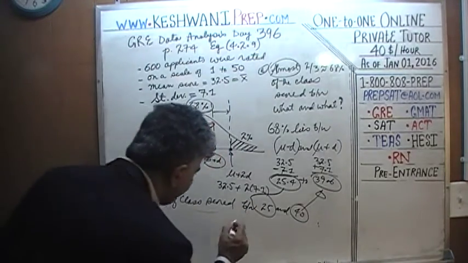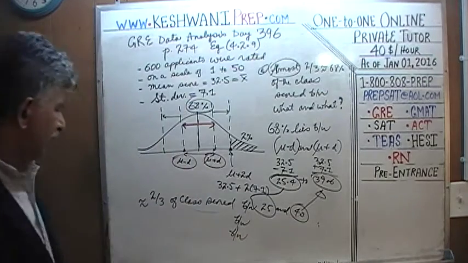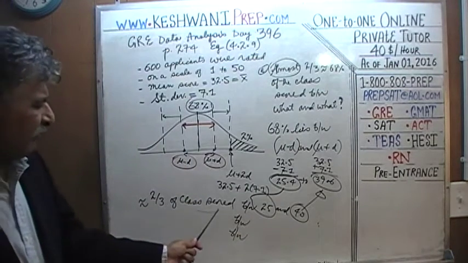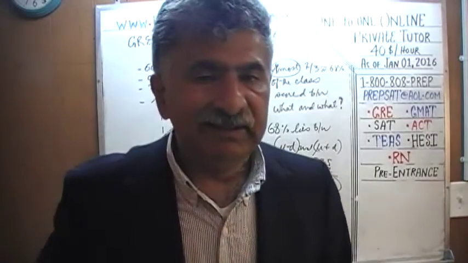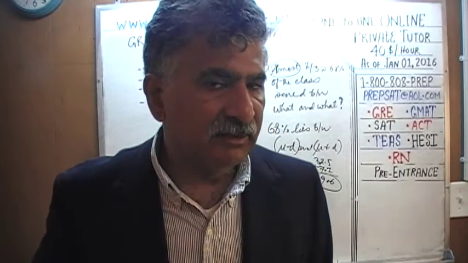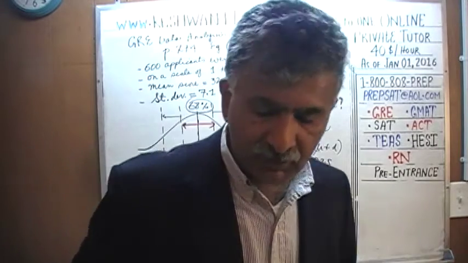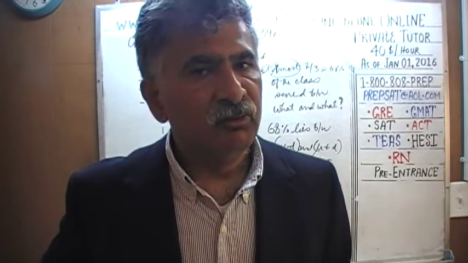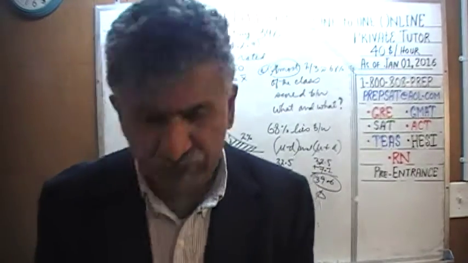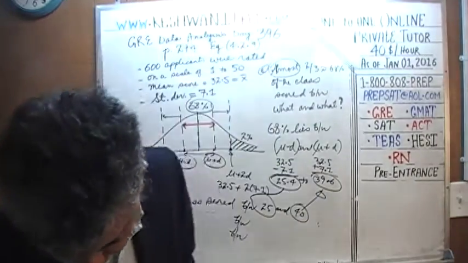And this part that I wrote down is between, B/W, between. Approximately two-thirds of the class scored between 25 and 40, based on the data that we are given, that the mean is 32.5, standard deviation is 7.1. If that's the case, then we know that the middle two-thirds of the class will score between 25 and 40. Very simple, very straightforward. Let's do part F.